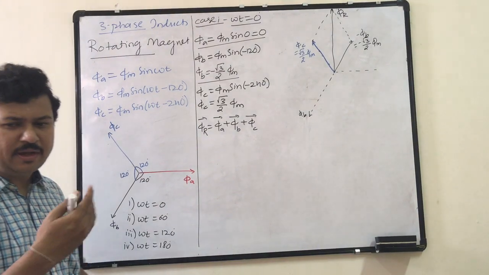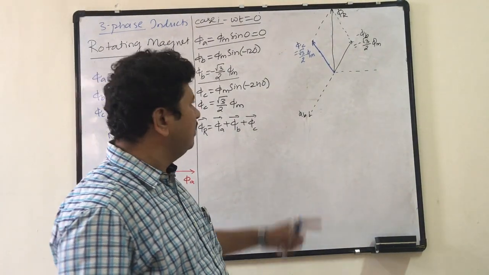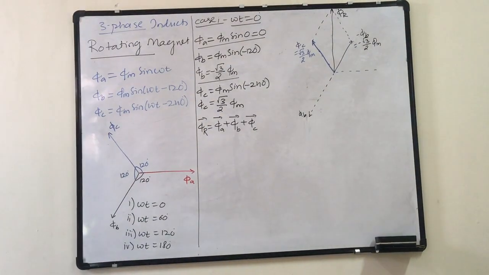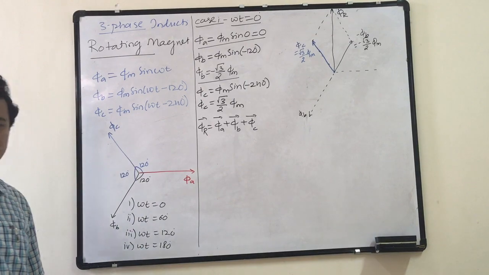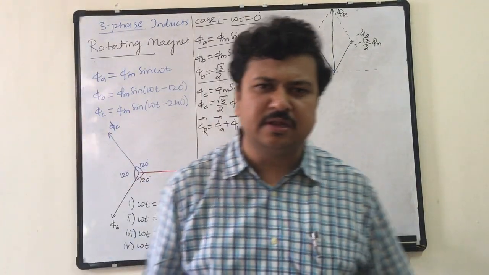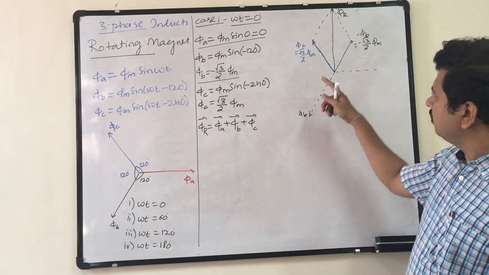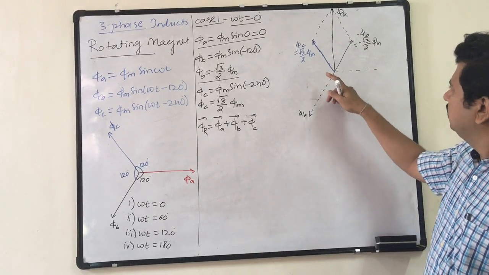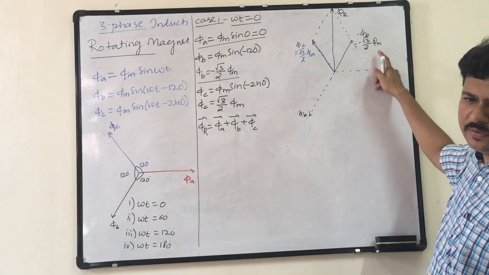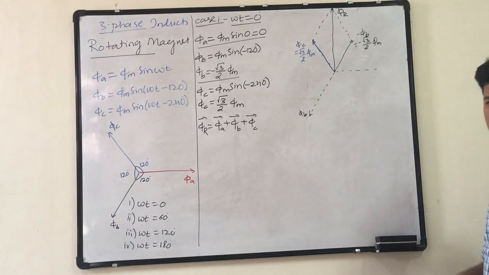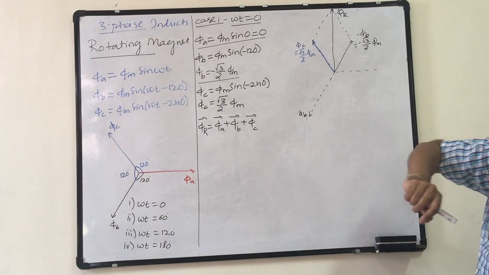Now I should know the magnitude of that resultant. I know the magnitude of each vector now. Root 3 by 2 phi m is the magnitude, and phi m I can find out based on the value of current and reluctance. So many ways are there. Assuming that I know the value of phi m, the magnitude of phi a is 0, phi b is minus root 3 by 2 phi m, and the magnitude of phi c is plus root 3 by 2 phi m. Now I should be finding the magnitude of the resultant phi r.